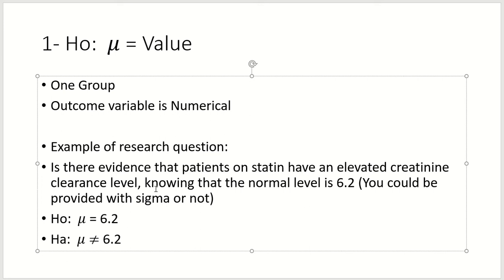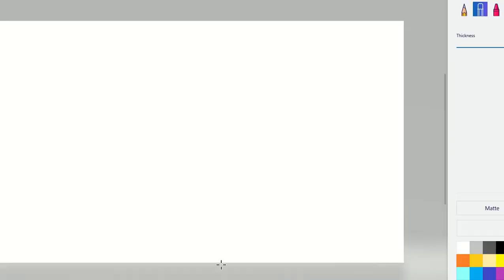And you want to know if it's elevated, different than the normal level. Therefore, the normal level, which is 6.2, is obviously your mu. The hypothesis you will be testing is mu equals 6.2. The alternative hypothesis is mu not equal to 6.2. So this is the first scenario that we started with when testing the hypothesis. And the two tests we discussed were either the Z test.